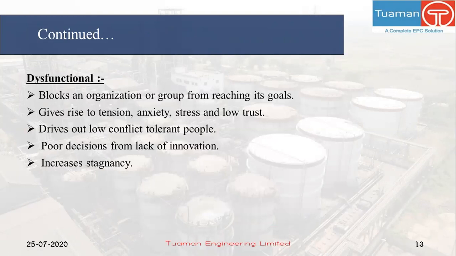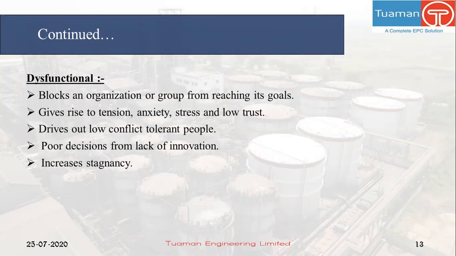Next is the dysfunctional conflict, which blocks an organization or group from reaching its goal. It doesn't let the organization have a brainstorming session, or it blocks proper knowledge learning sessions. Next, it gives rise to anxiety, stress, tension, and low trust. Definitely, when a conflict is occurring and they are not allowing a brainstorming session, this will lead to anxiety, stress, and low trust among colleagues and team members.